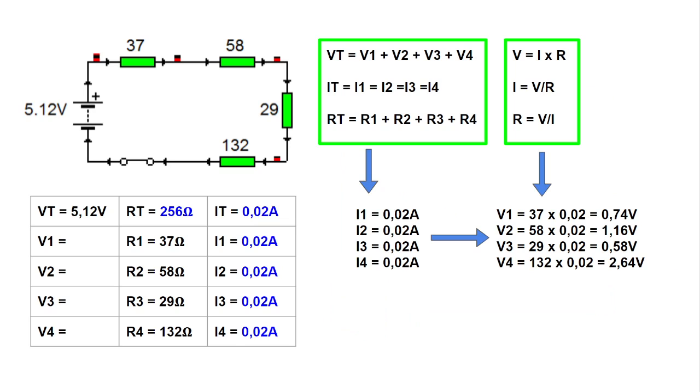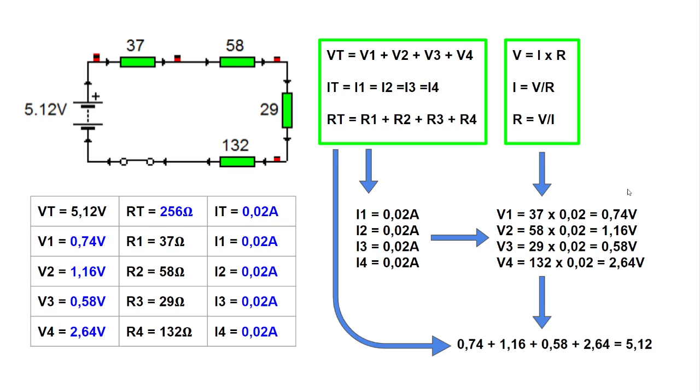And finally, since we have all the intensities and all the resistances, we can apply Ohm's law for each one of the voltages. So voltage 1 is equal to resistance 1 multiplied by intensity 1, which is 0.74, and we do the same with all the other voltages. With that the exercise will be complete.